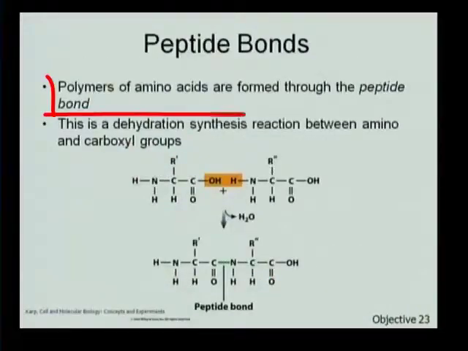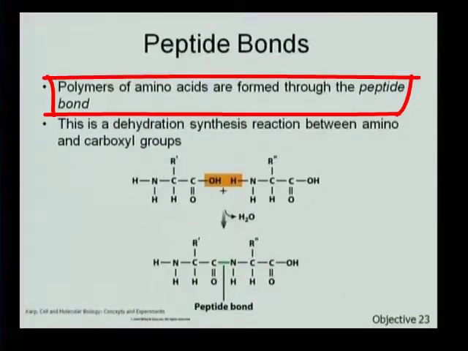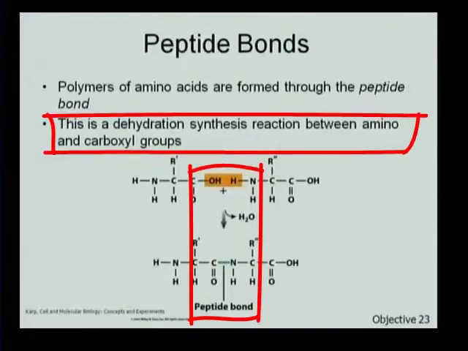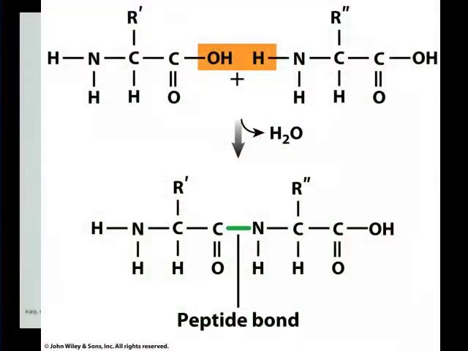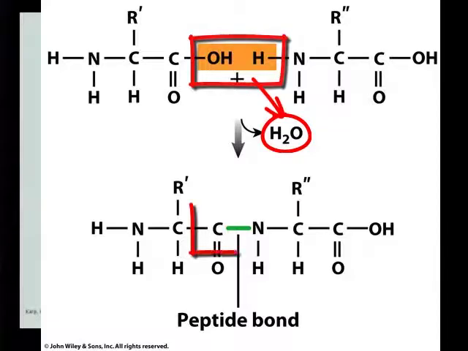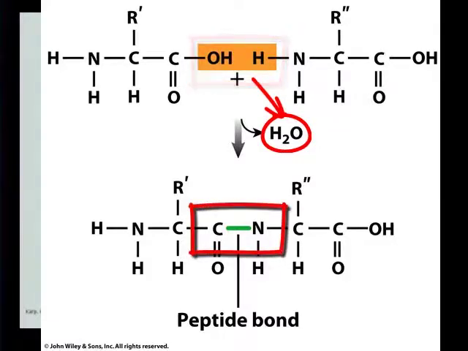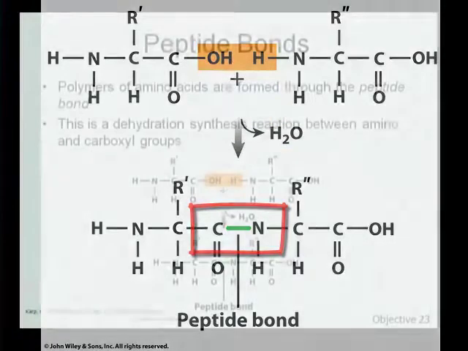We looked earlier at peptide bonds that are formed in a dehydration synthesis, giving off water. That's what gives the dehydration synthesis its name. So in this case, we have a hydroxyl and a hydrogen, and they're taken off and used to form water, and that forms what's called a peptide bond between a carbon and a nitrogen, as shown here.